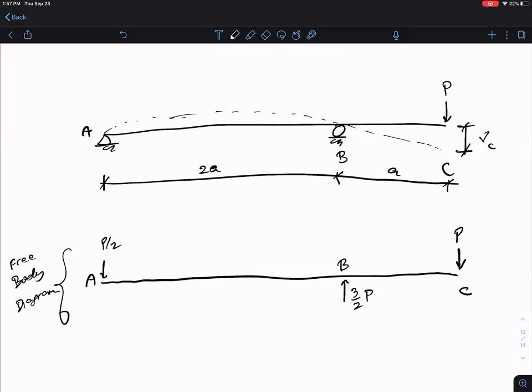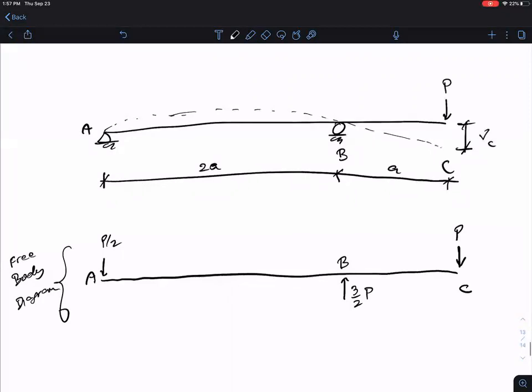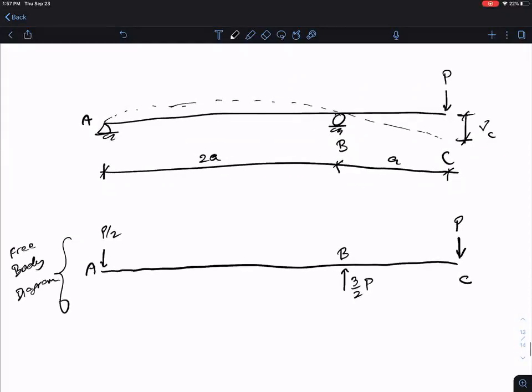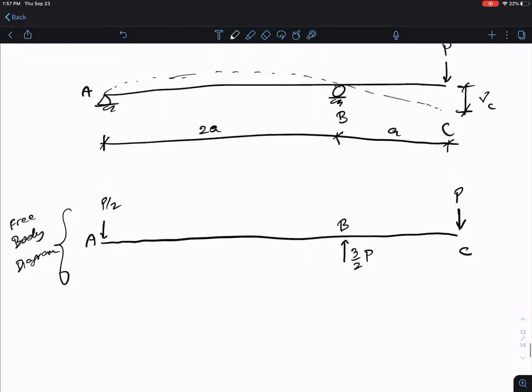So our next step would be to come up with our moment functions. Because we have this intermediate support along the length, we're actually going to have two moment functions for this beam. So there'll be one moment function between points A and B and one moment function between points B and C. Right? So we'll first compute the moment function for AB.